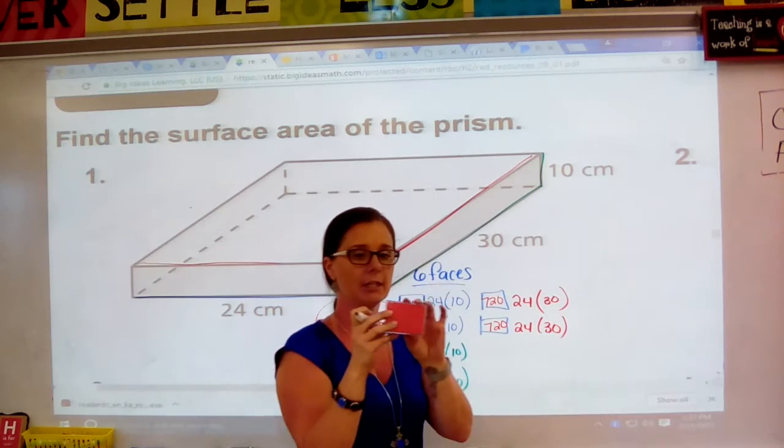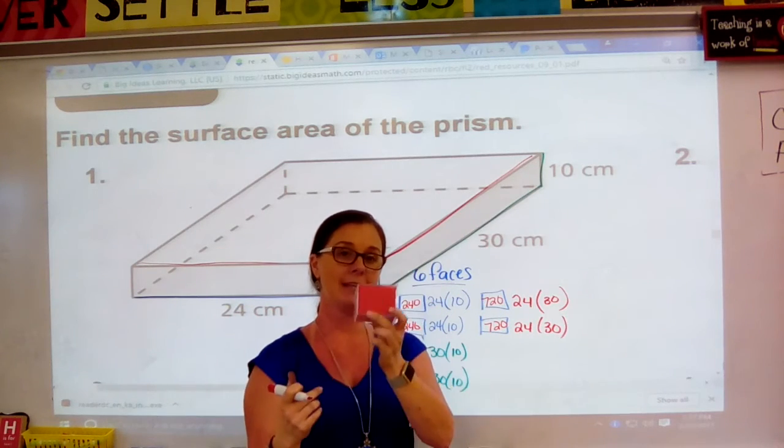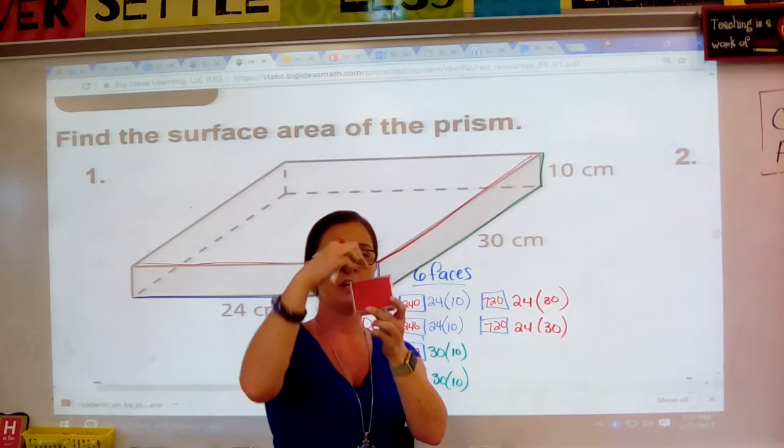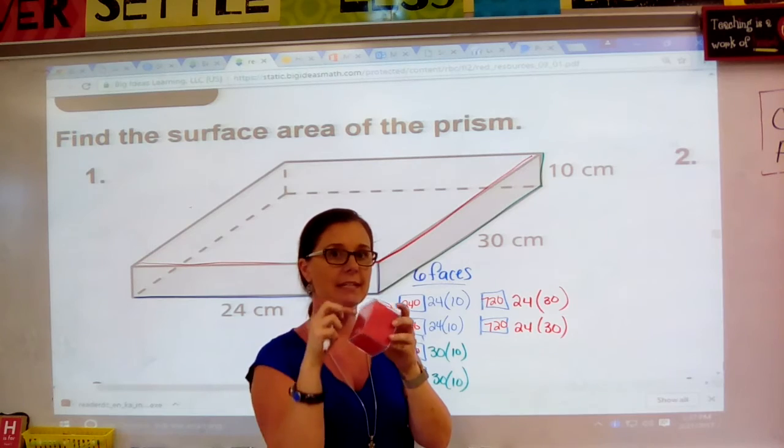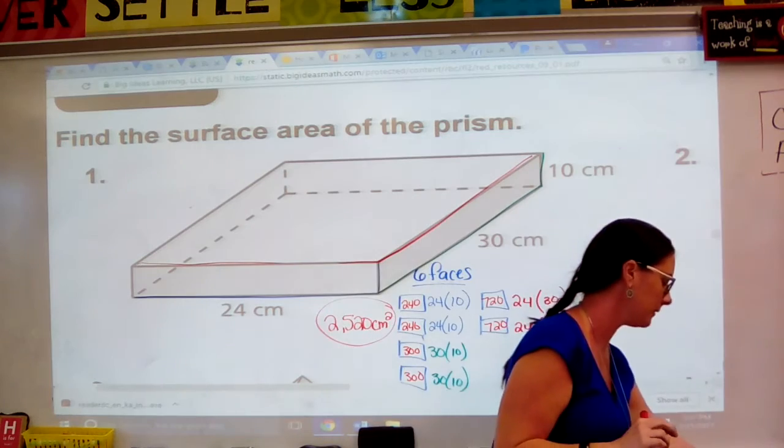So like this prism here, if I say repaint this blue, you would paint all 6 of these faces and the entire thing would look blue. So you would have 6 faces covered in a different color paint.